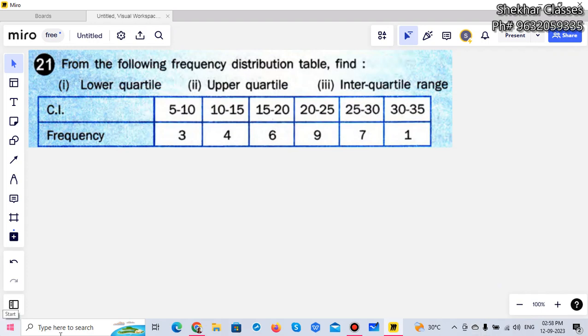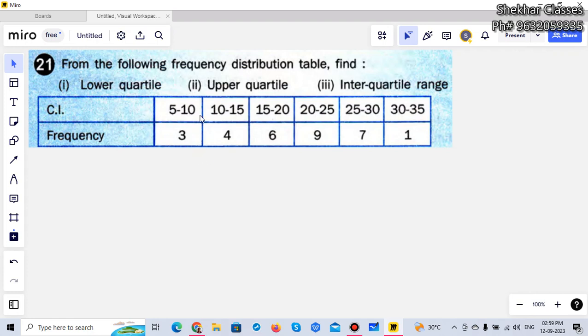From the following frequency distribution table, find the lower quartile, upper quartile and interquartile range. This is a kind of question wherein you have got class intervals. Earlier we were doing it with class marks or the direct data which had some frequency in tabular form.